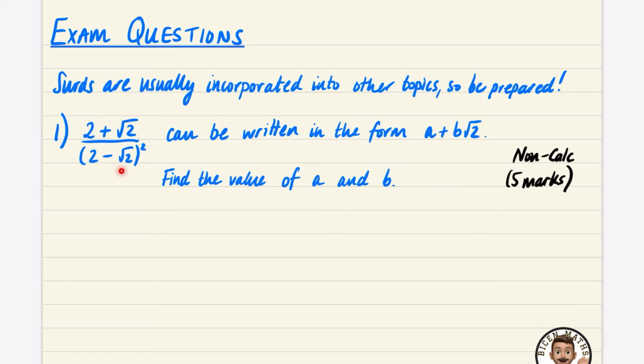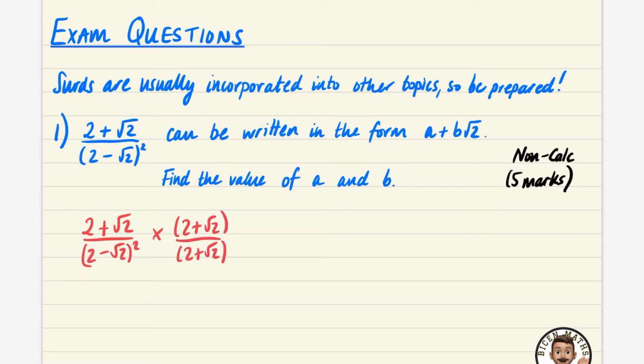Okay, let's just have a look at this one. I think this one's quite a tricky question. It says, show that this can be written in the form a plus b root 2, find the value of a and b, and this is 5 marks. Now you might think with this question, which is (2 plus root 2) over (2 minus root 2) squared, great, I'm just going to do the conjugate. I'm going to multiply the top and bottom by this.